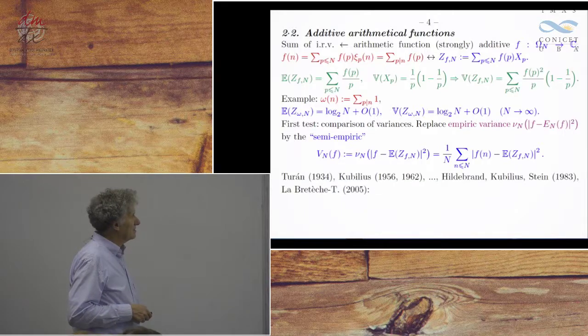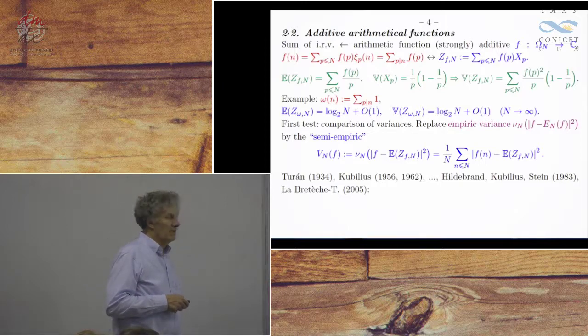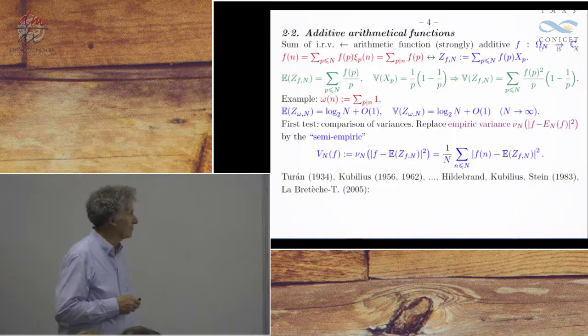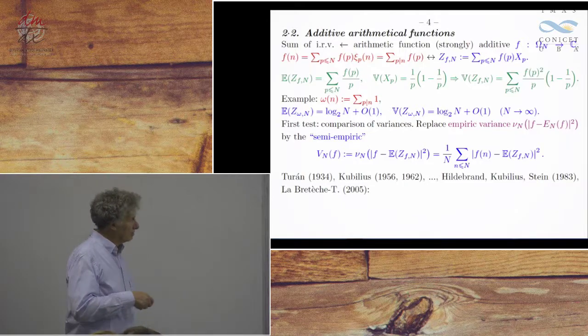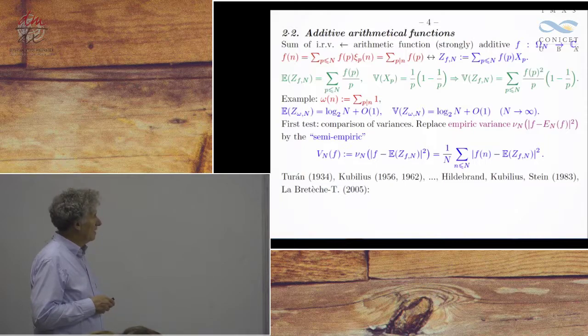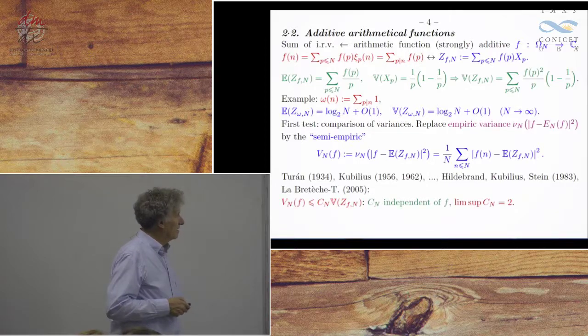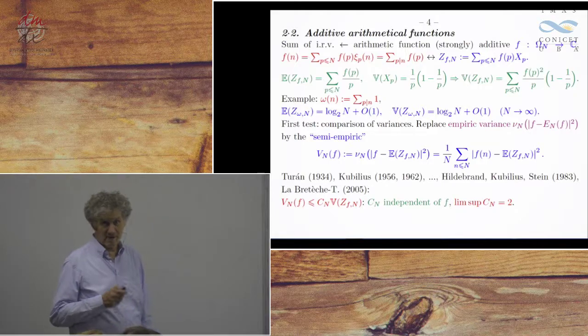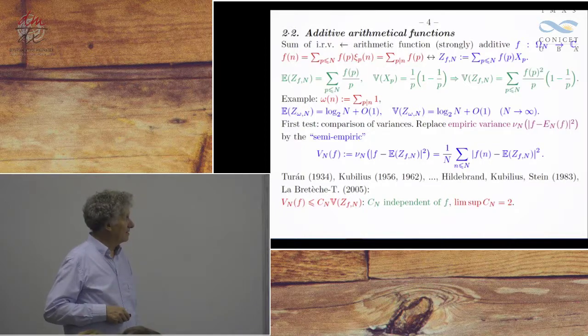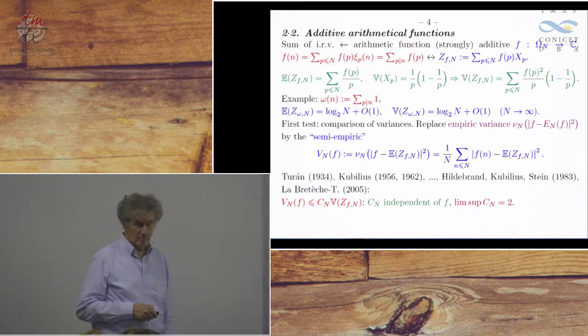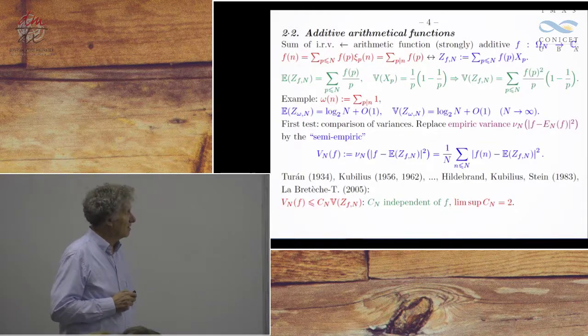This has been studied by many people since the thesis of Turan in 1934. I do not quote everyone, but the final answer is this: there exists a constant Cn which is independent of f. It doesn't depend on the function. It only depends on n, and the lim sup of this Cn is 2, and the semi-empiric variance is always dominated by Cn times the variance of the model.